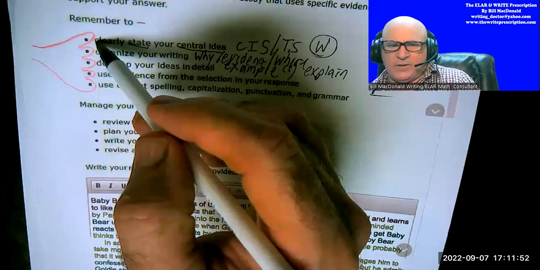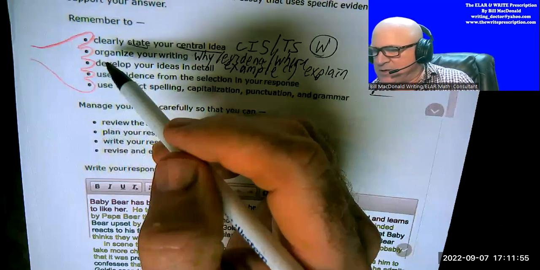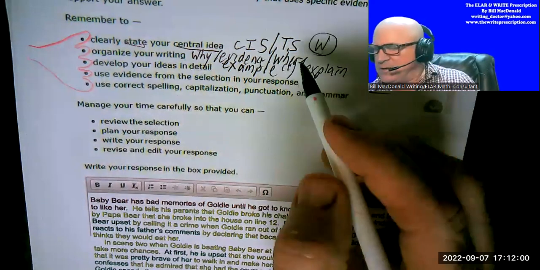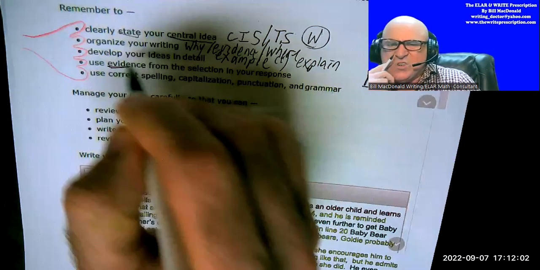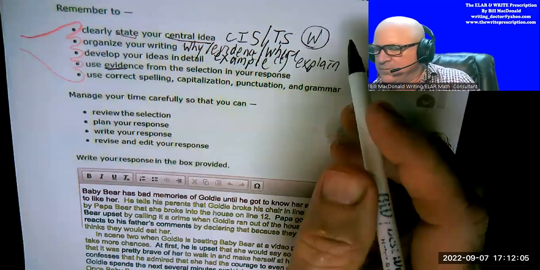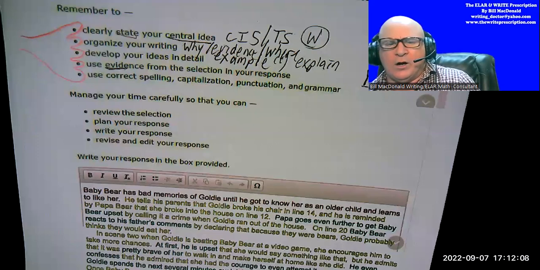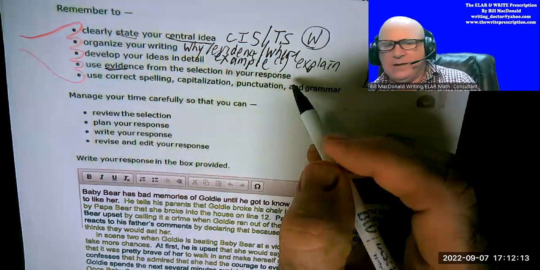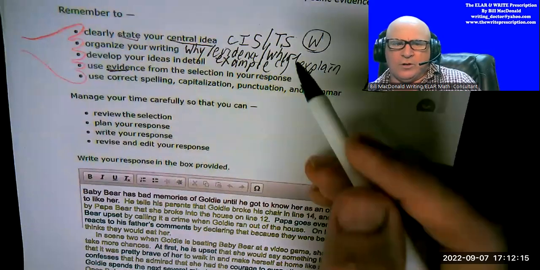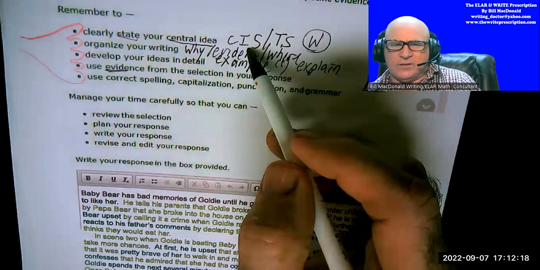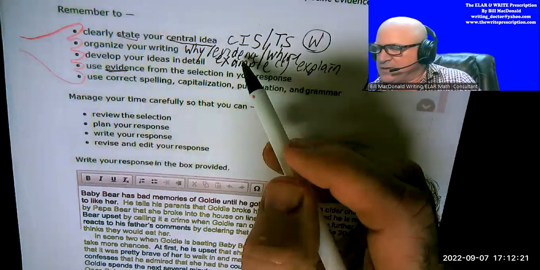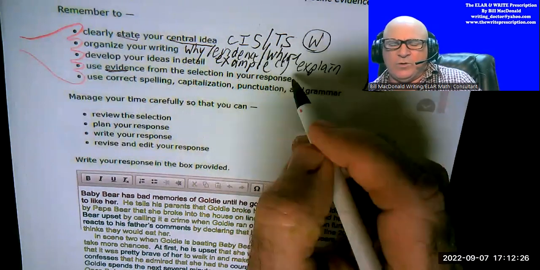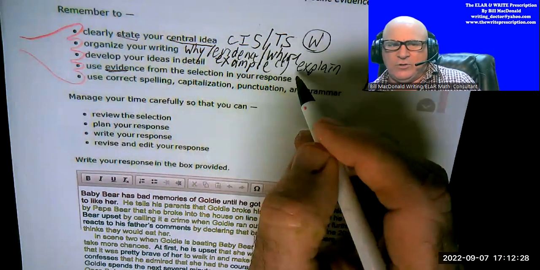Use evidence from the selection in your response. So basically what they're saying is make sure that in all your explanation to get the 3 points, 0, 1, 2, or 3, you are connecting, you're tying your idea to your reasons, your evidence, and your explanation. So that's important that the evidence is used in the development. In other words, which examples of evidence can you use to develop it?